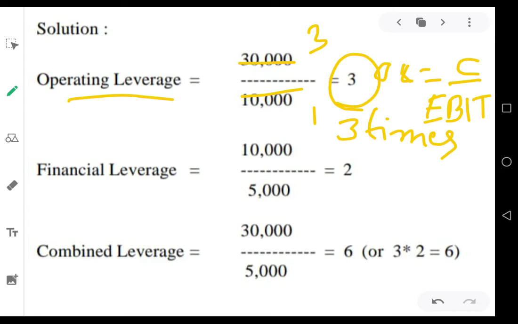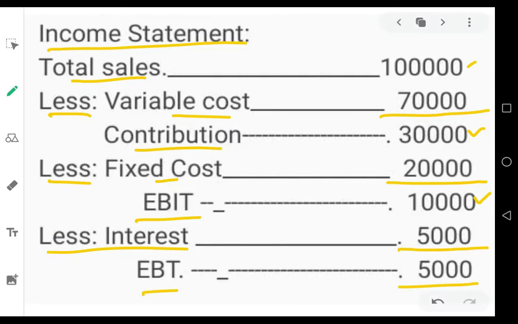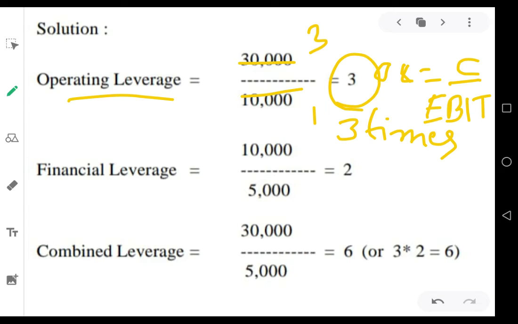Now, moving on to the second leverage, that is financial leverage. The formula for financial leverage is EBIT divided by EBT. In this case, you have EBIT 10,000 rupees and EBT 5,000 rupees. Therefore, if you divide by 5,000, you get 2 times. The financial leverage is 2 times.